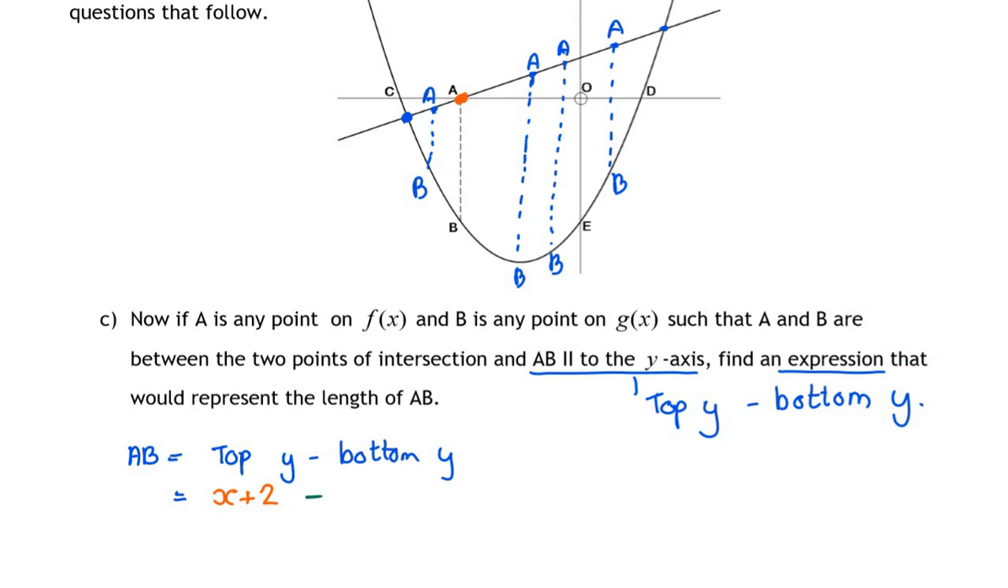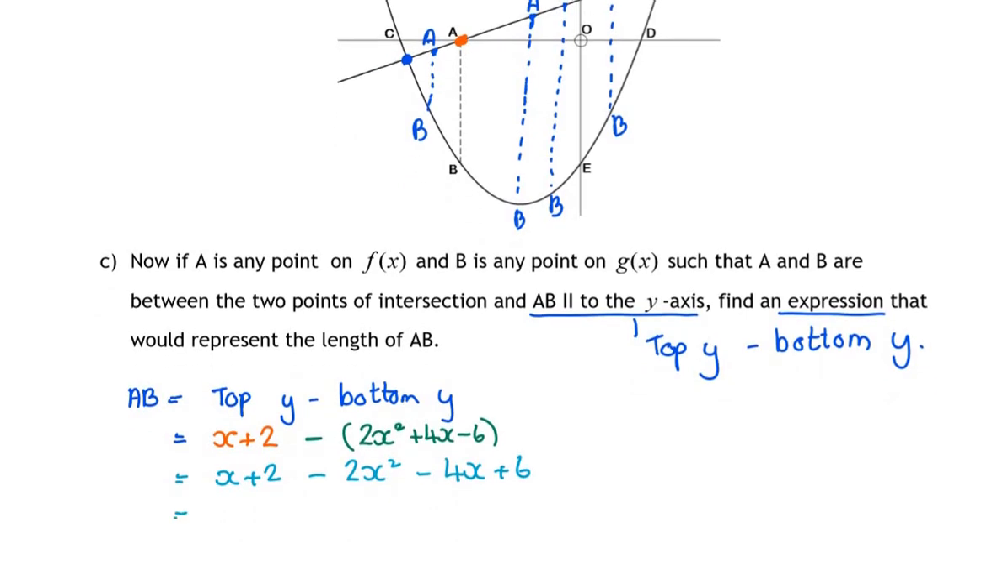Now I'm going to subtract, and the bottom y value is the parabola. Notice that the bracket is really important because you're subtracting the whole of the parabola. And again, that's just an expression for the y value because I don't actually know the exact value. So if I simplify this a bit, I get x plus 2 minus 2x squared minus 4x plus 6. If I add like terms, I'm going to put my x squared first: negative 2x squared minus 3x plus 8.